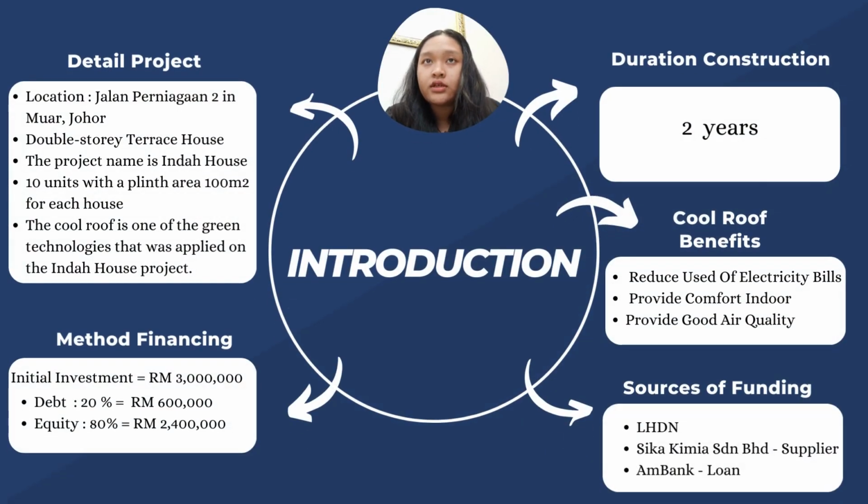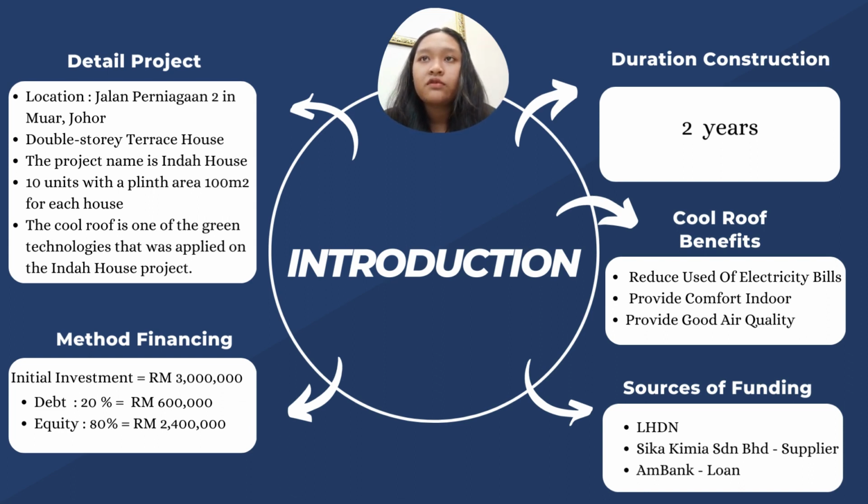Introduction. The project details: the location is at Jalan Perniagaan 2 in Muar, Johor. It is a double-story terrace house. The project name is In the House, with 10 units with a plan area of 100 meters square for each house. The cool roof is one of the green technologies that was applied on the In the House project. Duration of construction is 2 years.